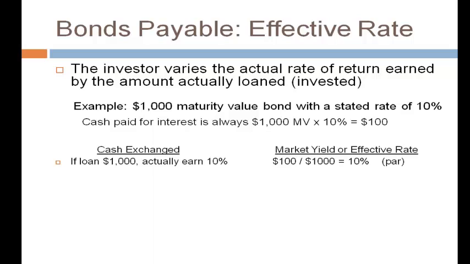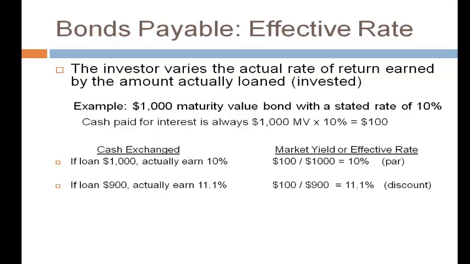The amount actually earned and incurred is computed as the cash received for the interest divided by the amount of cash exchanged between the borrower and the investor. When the investor loans $1,000, they actually earn 10%. They receive $100 each year on their $1,000 investment. When the investor loans $900, they actually earn 11.1%. They receive the same $100 because it's stated in the bond contract, divided by the $900 of their original investment.